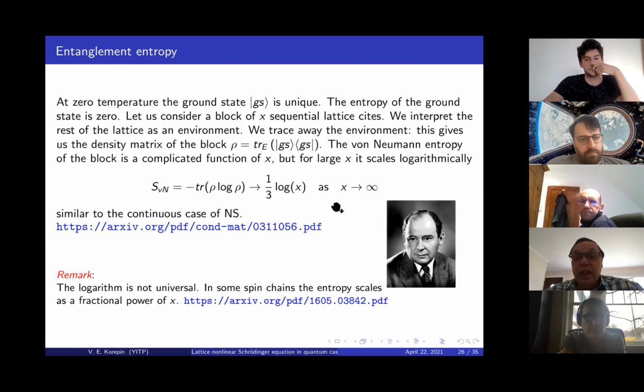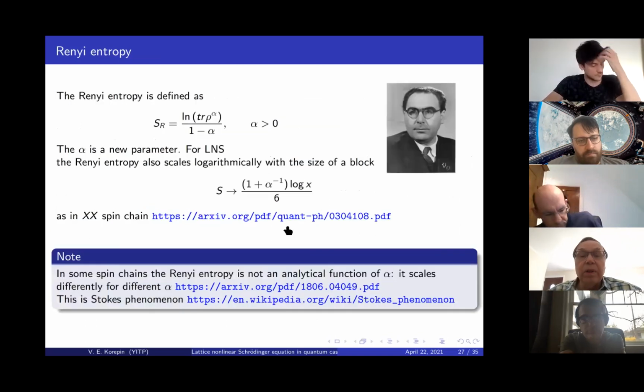So it's simple, but I make a remark. This logarithm works in many places, but is not completely universal. There are some spin chains where entropy scales as a power law of X. If you click on this, I will send the PDF file after the lecture. There are some spin chains where the entropy behaves as the square root of X or a linear function of X. So rarely, but it's broken sometimes.